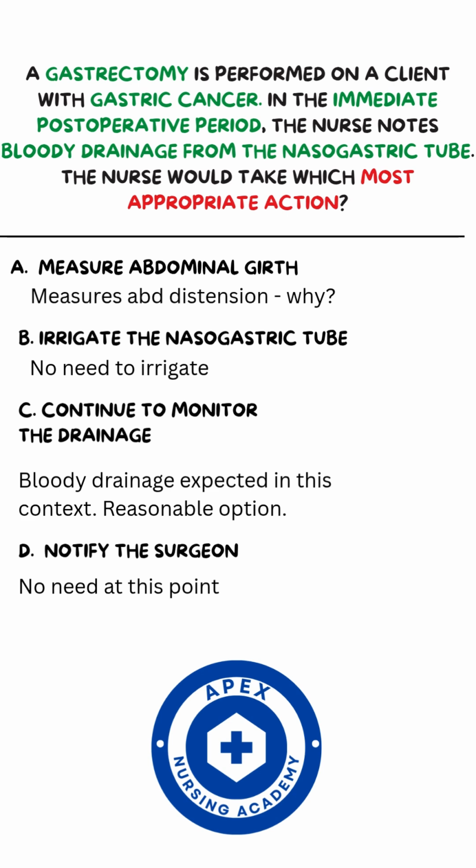Let's keep going. Irrigate the NG tube. Well, it's telling us that the NG tube has some bloody drainage. So that's telling us that the NG tube is draining. Normally, when we irrigate the NG tube, it's because of some kind of clogging. It's not draining properly, and we have an order that says to irrigate the NG tube. We don't have any of that, no indications of that in our scenario. So we're just going to eliminate that entirely.